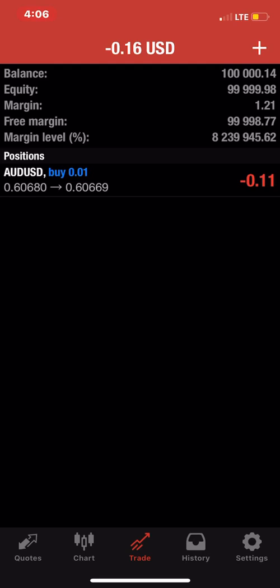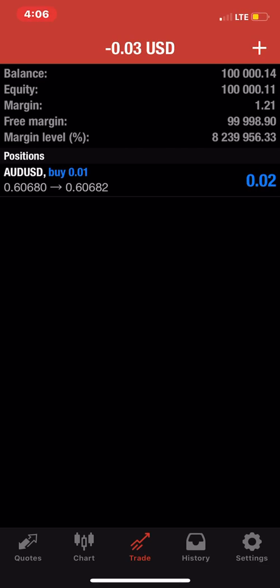Once you click buy, it's automatically going to look like this. All trades start off in the negative. You're going to let the numbers run. You've already set your stop loss and take profit, so you literally set it and forget it, okay?